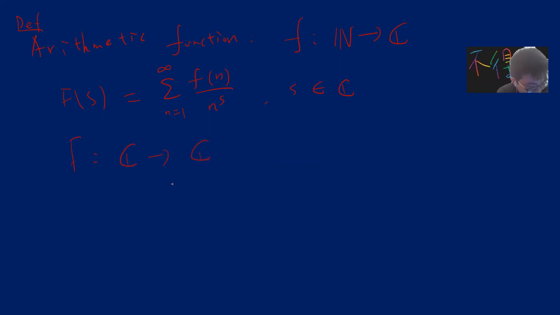Let's start with an arithmetic function. Remember, an arithmetic function is from the integers to the complex numbers, and you can define capital F of s to be the sum of f of n over n to the s, from n equals 1 to infinity. Without loss of generality, s can be a complex number, so F maps complex numbers to complex numbers. We need to assume that this F of s is defined where the series converges absolutely. This is just the Dirichlet series.